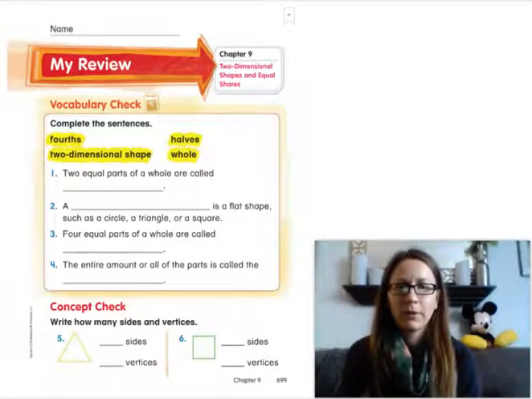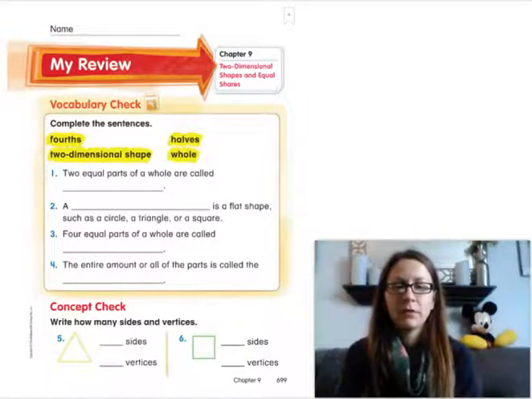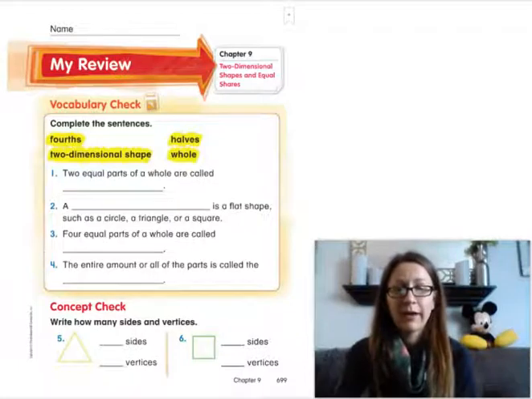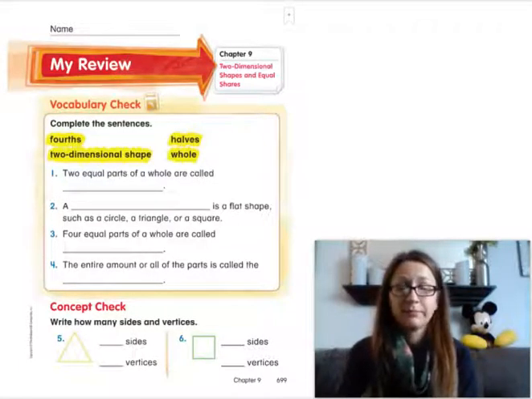So we have 4 of our words here. We have the word fourths, halves, two-dimensional shape, and whole. So all you're going to need to do is to write on the line to complete each of the sentences the correct vocabulary word. So I will read you the sentence, give you a second to write, and then I will move on to the next sentence. Here's number 1. 2 equal parts of a whole are called... So go ahead and choose one of those 4 words from the top: fourths, halves, two-dimensional shape, or whole, to fill in the blank for number 1.